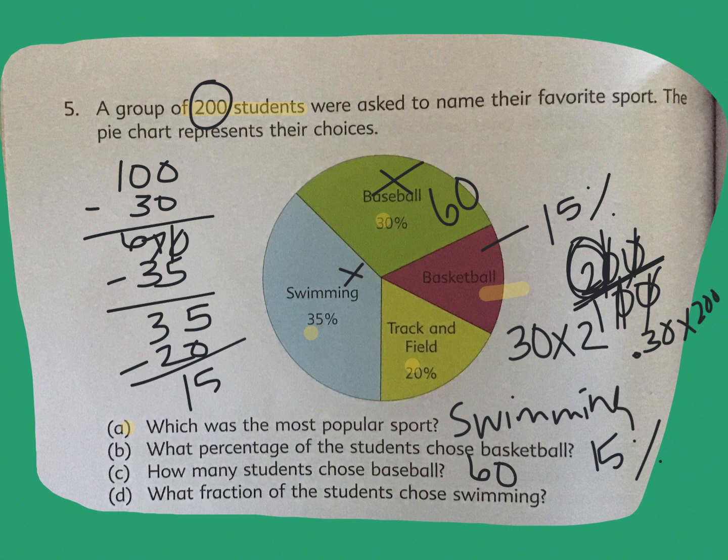What fraction of the students chose swimming? 35%. The fraction would be 35 over 100. If I reduced that, I see that 5 goes into both of them evenly. 5 goes into 35 7 times. 5 goes into 100 20 times. So 7/20.